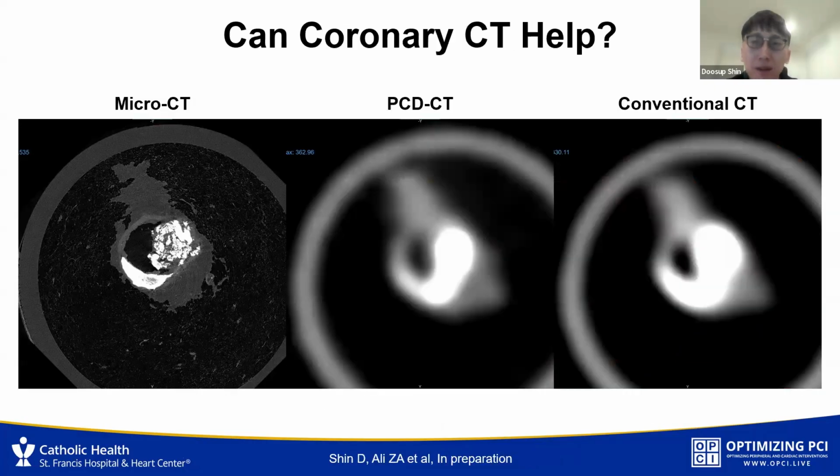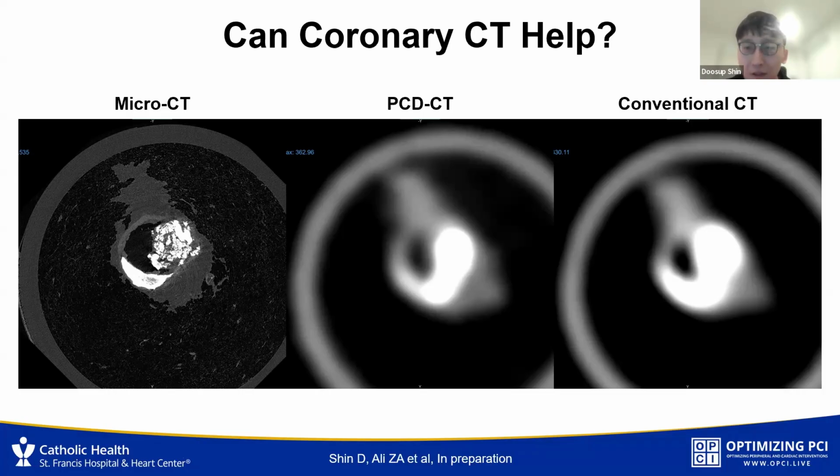Now with the emerging topic of CT-guided PCI, we also try to see how coronary CT can help. These are the micro CT, photon counting CT, which is the most advanced CT technology that we have, and conventional CT on the same cadaveric artery in the same slice. In micro CT, it's obvious that this is not just a chunk of calcium. However, clinical CTs really cannot say the features of calcified nodule, even with the most advanced photon counting CT. It appears like one piece of calcium.